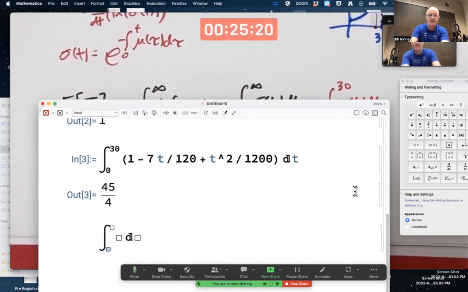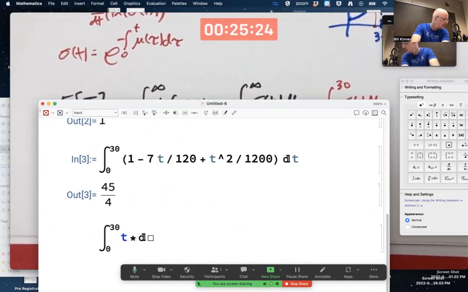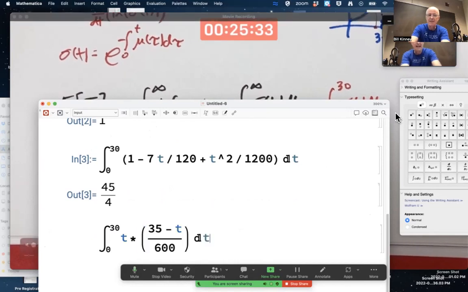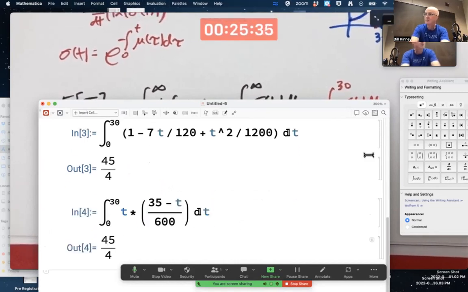You might want to double check if we did it as t times the PDF. T times PDF is the 35 minus t over 600. Should get the same answer here, hopefully. We do. 45/4, 11.25 is the mean of t.